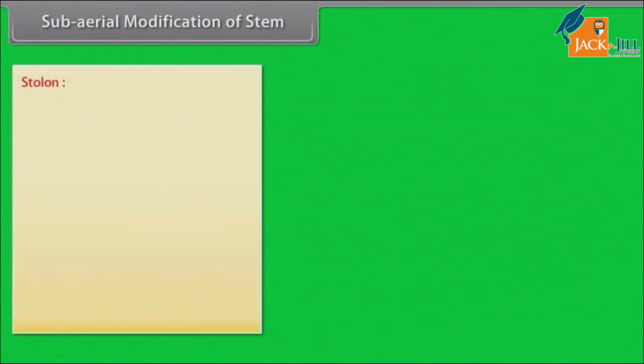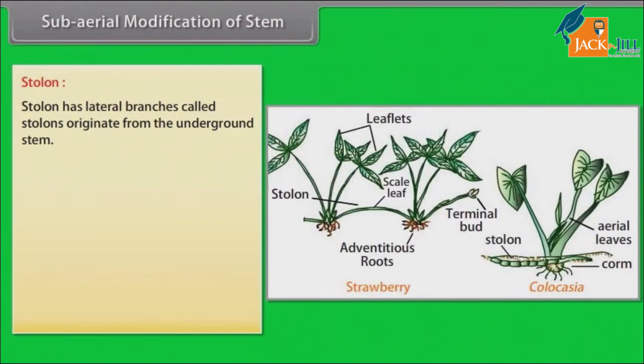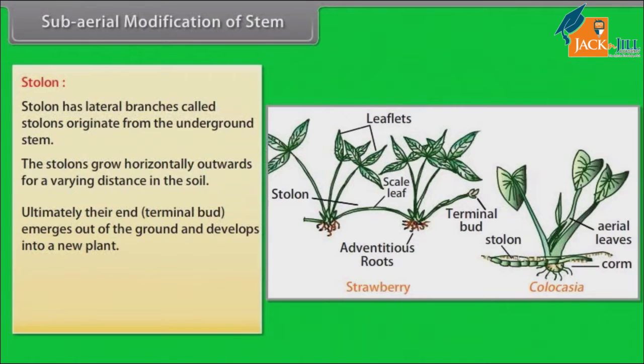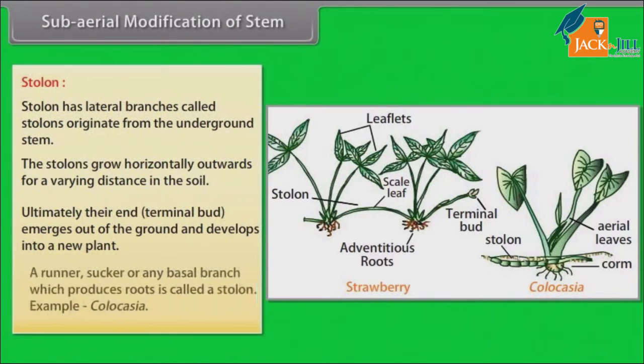Stolon. A stolon has lateral branches, called stolons, that originate from the underground stem. The stolons grow horizontally outwards for a varying distance in the soil. Ultimately, their end terminal bud emerges out of the ground and develops into a new plant. A runner, sucker, or any basal branch which produces roots is called a stolon. Example: colocasia.